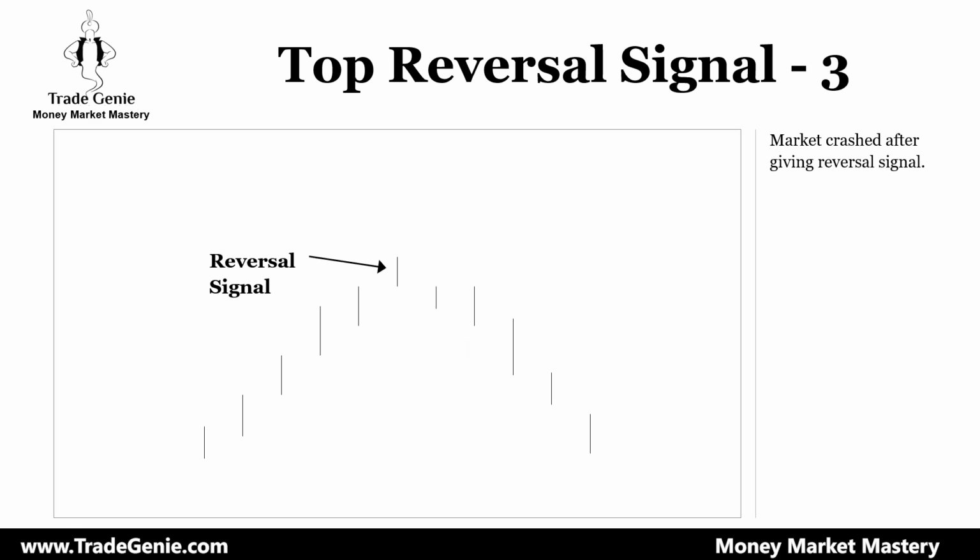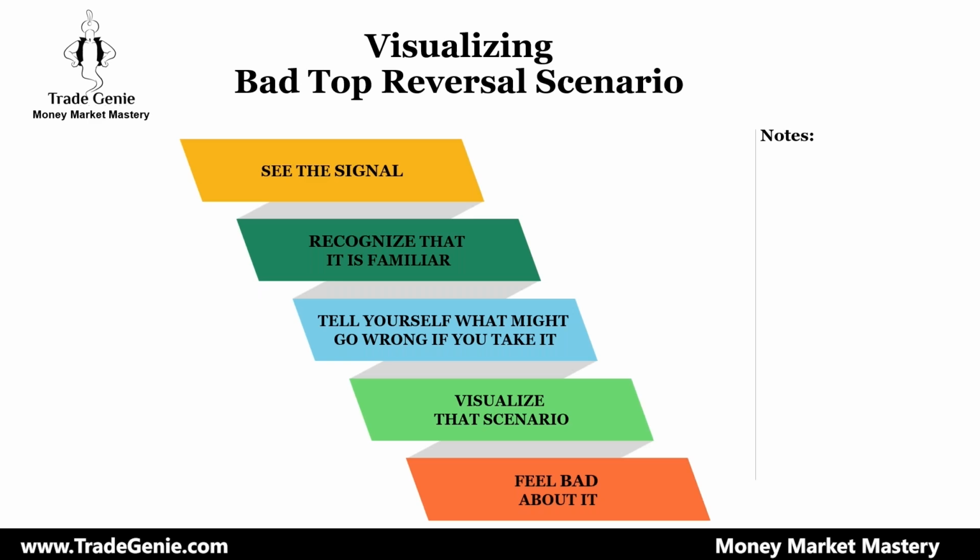It just goes up, sits there, twinkle, twinkle, and then it falls. A lot of things can happen also. I mean, this is a reversal bar, but then the market goes in a sideways motion, up and down, and then finally it crashes. So that can happen. So this is another top reversal signal, the third one.